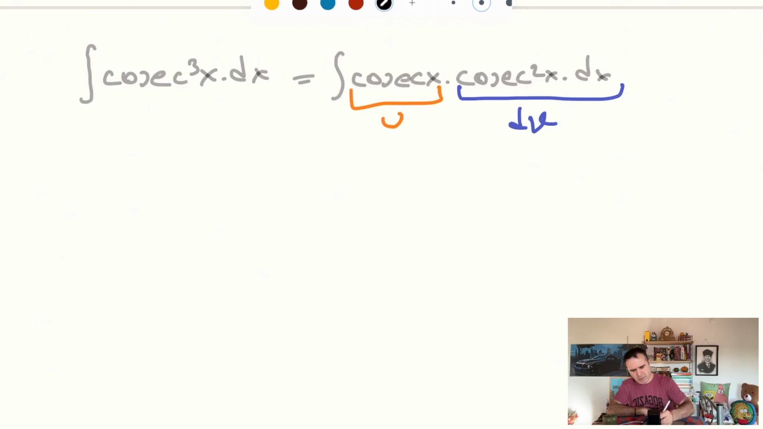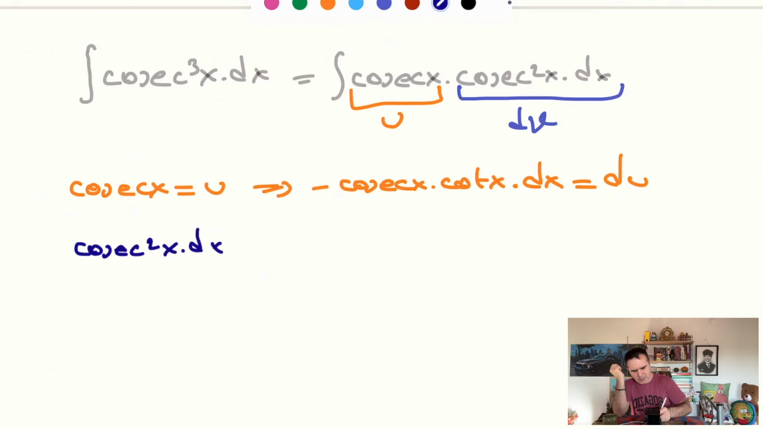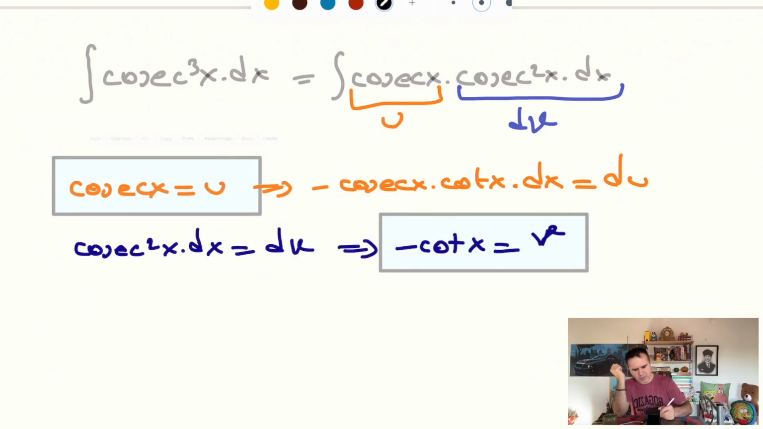Okay, now cosecant x is equal to u here. The derivative of cosecant x is minus cosecant x times cotangent x dx will be du, and cosecant square of x dx is equal to dv. Then minus cotangent x will be equal to v, and we will use again the integration by parts.